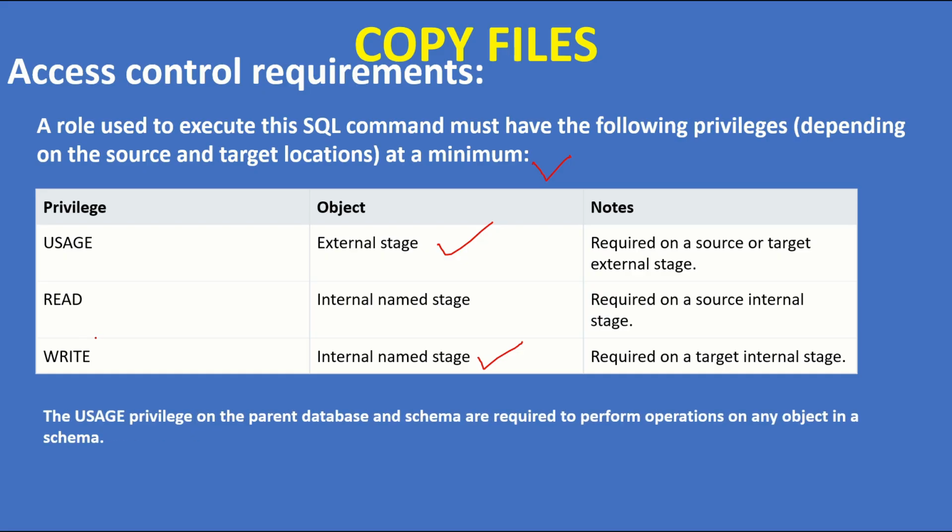Please note that usage privilege is also required on the parent database and schema, that means where these stages are present. A stage is a schema level object, so to access a schema level object, you need the usage privilege on the database and schema as well, to perform operations on any object in the schema.